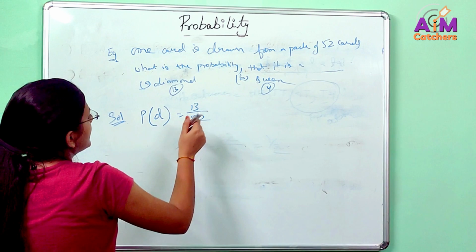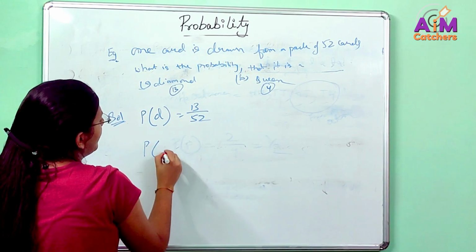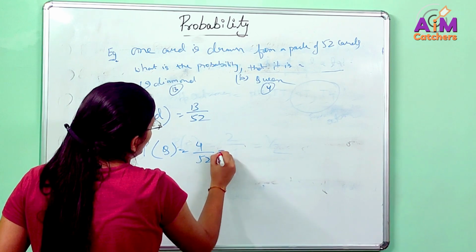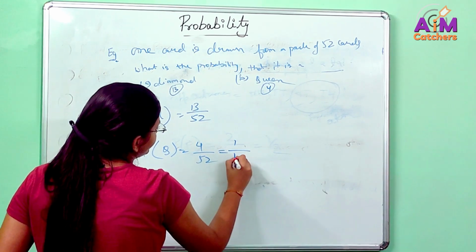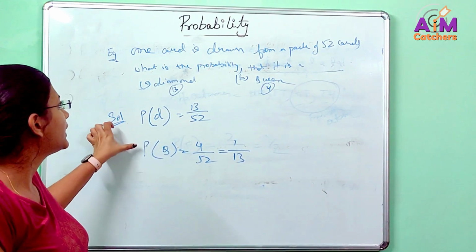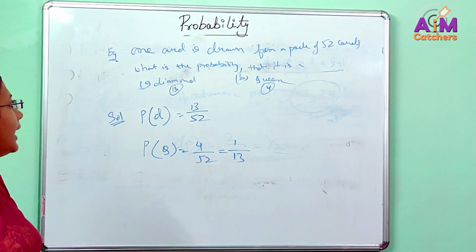So the probability is 13 by 52. What is the probability of a queen? It is 4 by 52. You can simplify it. So this is the probability of getting a queen and this is the probability of getting a diamond.